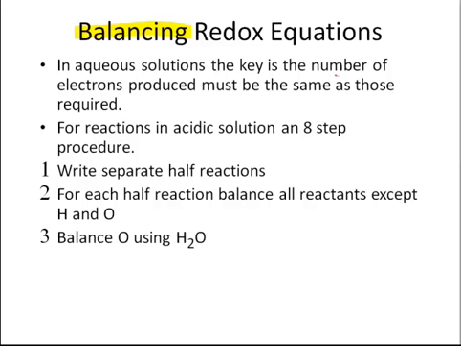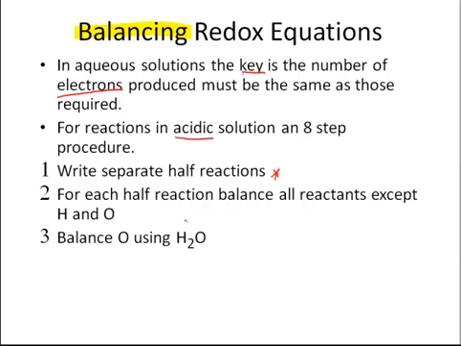First of all, the key of this whole thing is that it's all about the number of electrons. The number of electrons produced has to be the number of electrons that were accepted. And after that, the next thing, this is for an acidic solution. And I'll just tell you right now that most of our problems are acidic. Okay, so we've already shown you this in the last podcast, right?